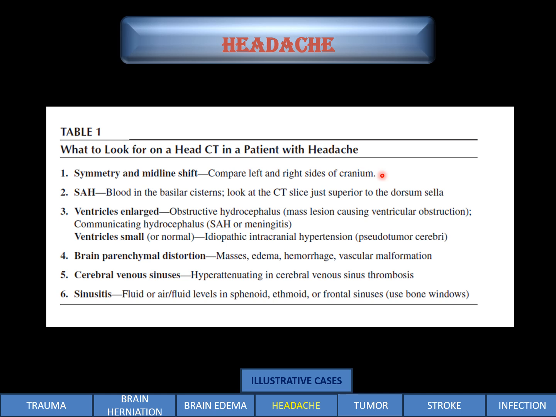With that, we are going to look at specific things, namely the blood in the basilar cisterns to look for subarachnoid hemorrhage, and the ventricles to see whether there is any enlargement, or they might be small also. A patient might have a headache and the ventricles might be small because of idiopathic intracranial hypertension. Then brain parenchymal distortion because of mass, edema, hemorrhage, and vascular malformation, cerebral venous thrombosis, and sinusitis.